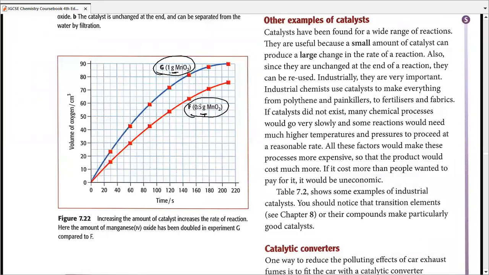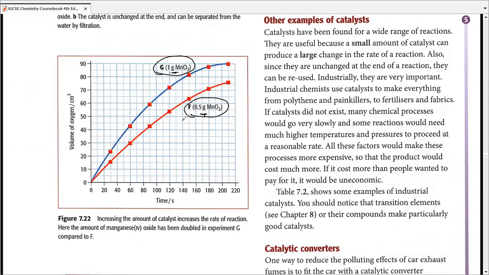So I was saying in experiment F, we have 0.5 grams of our catalyst, manganese peroxide, and in G, we have double the amount. And we can see that the rate of reaction definitely increased for G, and we have a steeper curve for G than we have for F. Apart from the fact that increasing the mass of the catalyst increases the rate of reaction, remember, this goes to an optimal point. It goes to a certain extent.